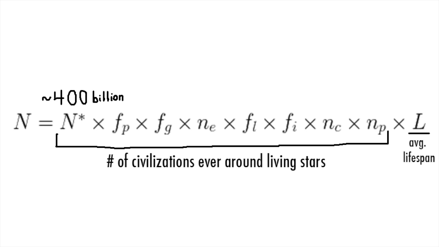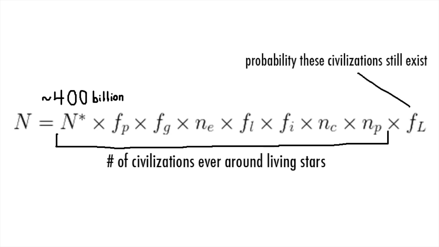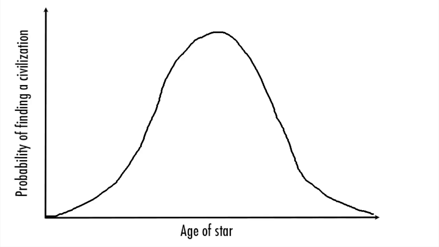In order to keep this in the present, divide L by the average lifespan of a star and call the quotient F sub L. This is the probability that a civilization around that star exists right now, or the fraction of counted civilizations that still exist. Or is it? The issue is, of course, now that the probability of finding a civilization around a star is not evenly distributed. That is, you are probably more likely to find a civilization around a middle-aged star, something not accounted for, which means that we have created a new problem.